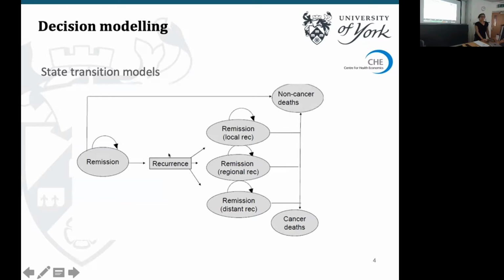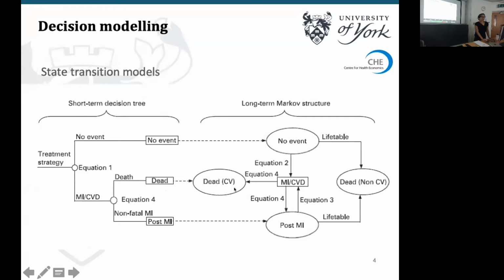So there are models that might be more complicated, including more health states, and models that might be combining different modeling approaches. So in this case, a probability equation based model with a long-term state transition model.